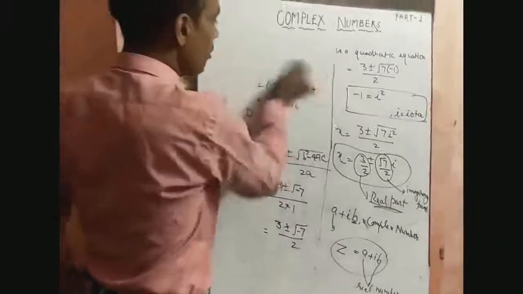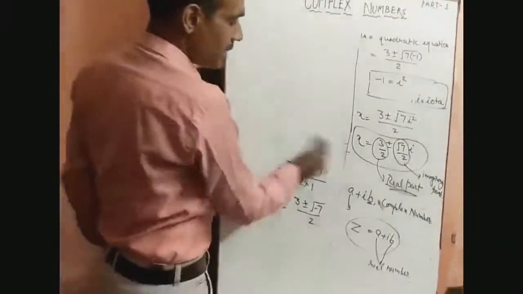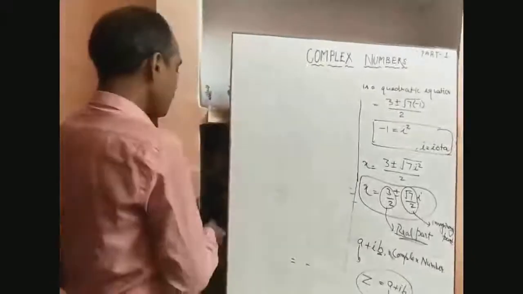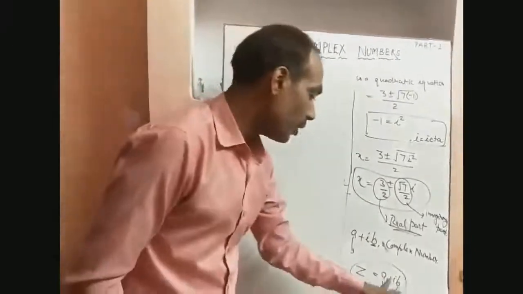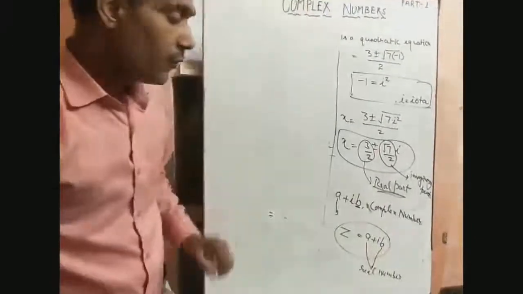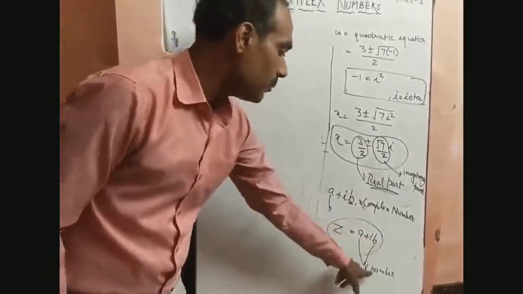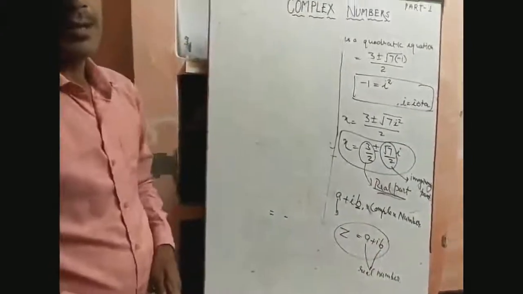Complex number. What is a complex number? A complex number is a number which is written in the form a plus ib, where a and b both are real numbers.